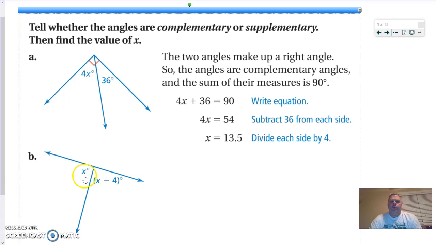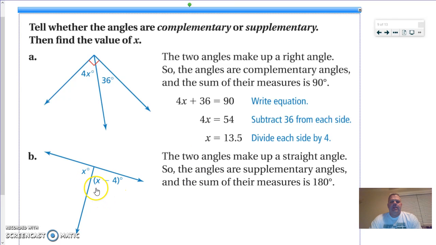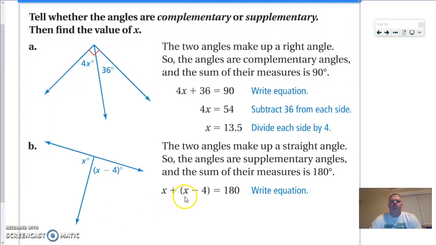In the second one, we know that x plus x minus 4 gives us 180. When we combine like terms on this second one, we get 2x minus 4 equals 180. So we've combined the x and the x to get 2x, and we keep the minus 4.